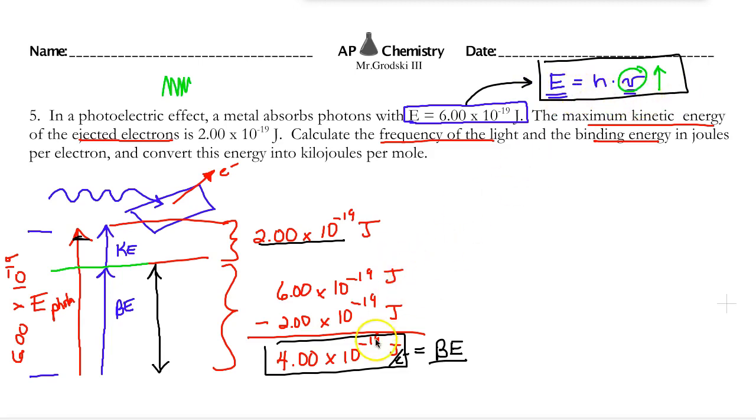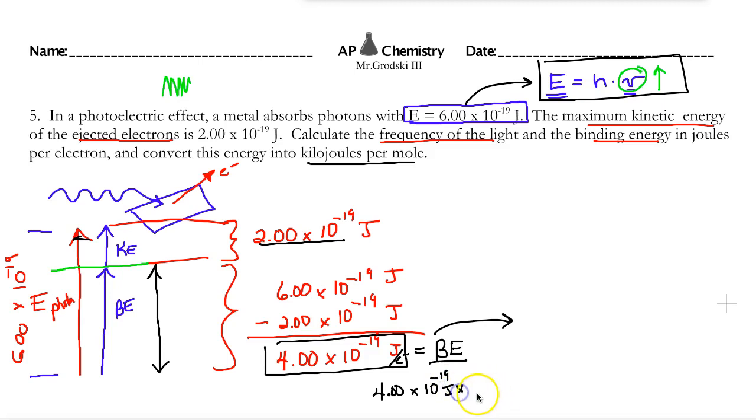All right, so this is already per electron. Now convert this to kilojoules per mole. Well, that's not a big deal. If I'm going to convert this to kilojoules, I'll take my 4.0 times 10 to the negative 19. And of course, that's joules.